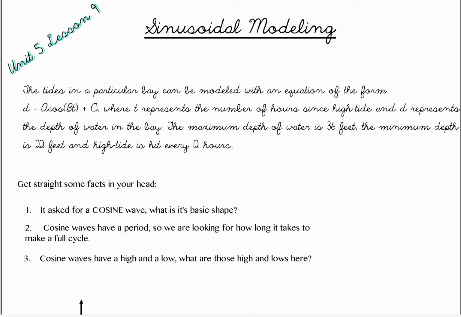All right, so it says here, tides in a particular bay can be modeled with an equation of the form D equals A cosine BT plus C. Okay, so actually I'm going to take my highlighter here and highlight that because that's important. They're telling me to model it on a cosine wave. T represents the number of hours since high tide, and D represents the depth of water in the bay. The maximum depth is 36 feet, and the minimum depth is 22 feet, and high tide is hit every 12 hours.